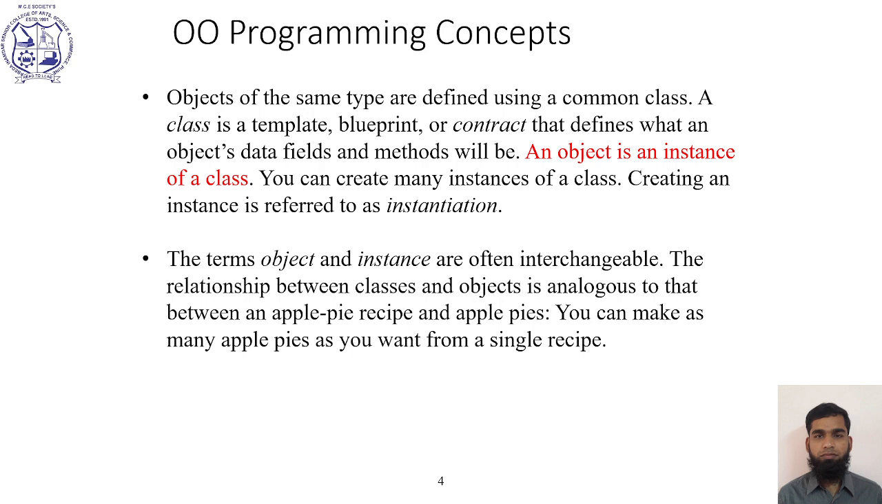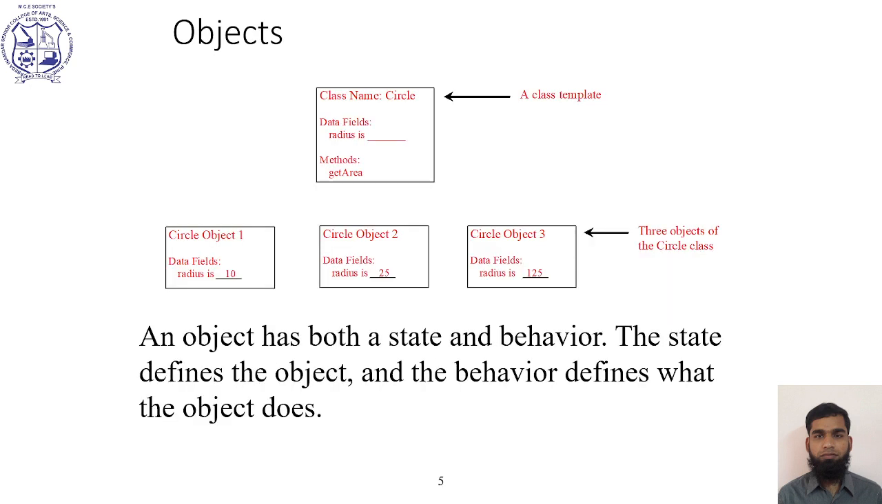The relation between classes and objects is analogous to that between an apple pie recipe and apple pies. You can make as many apple pies as you want from a single recipe. As the diagram shows, in the class named Circle, we are defining radius as a data field and getArea as a method. We can create many objects, and all objects have both state and behavior, meaning fields and behavior. The state defines the object and the behavior defines the object.